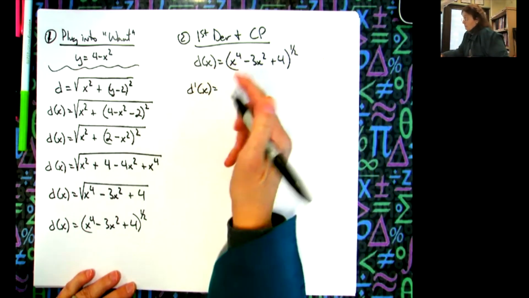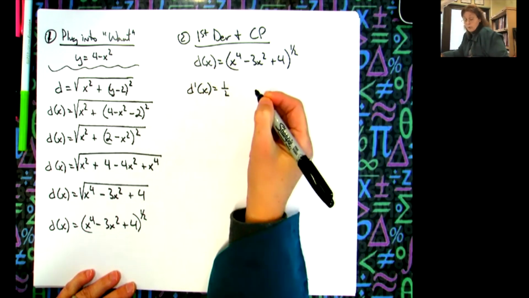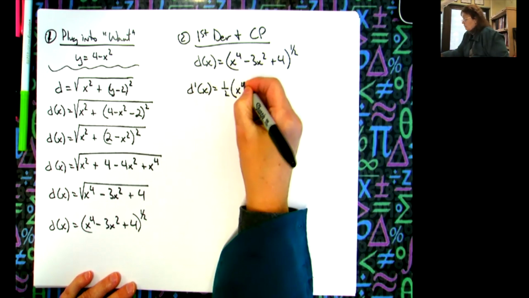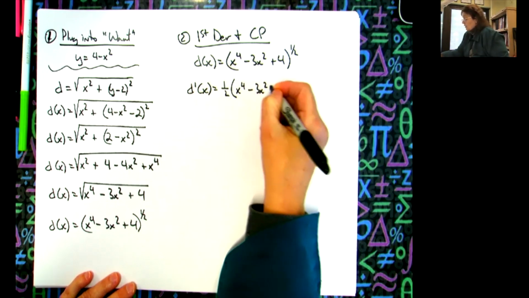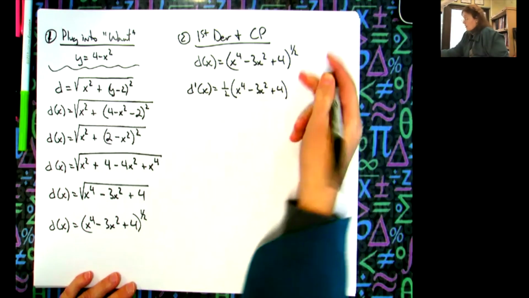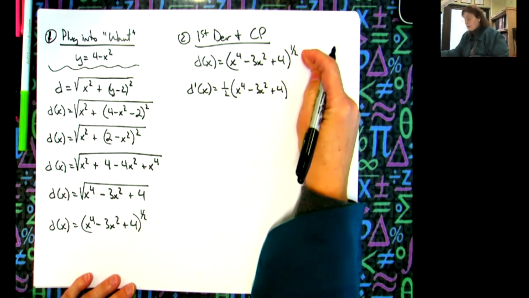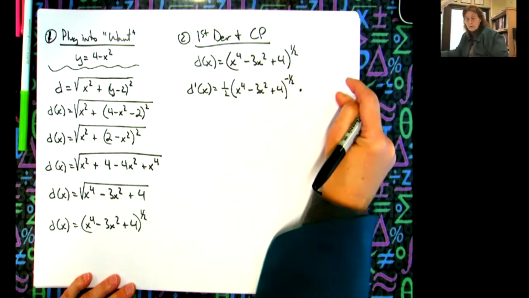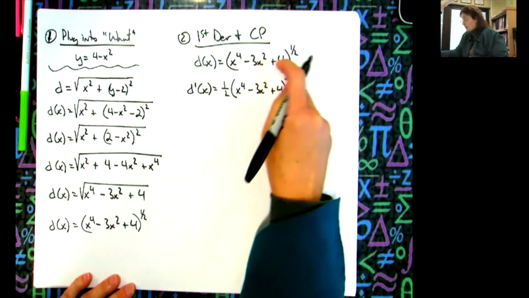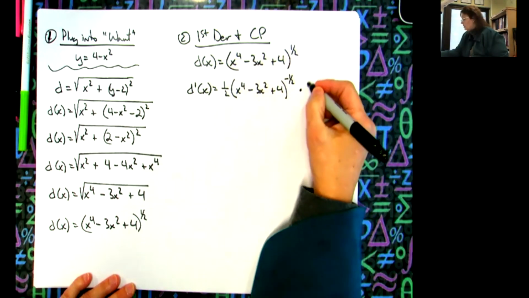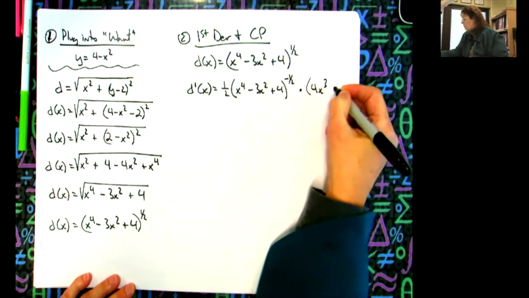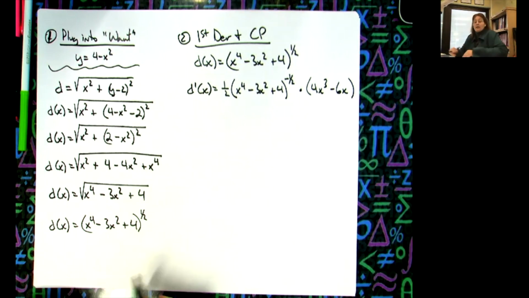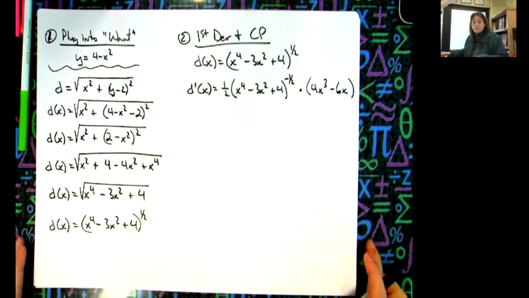I'm going to pull the 1/2 down in front. Chain rule means what? I leave the inside function alone. So x to the fourth minus the 3x squared plus the 4 stays put. When I subtract 1 from that exponent, I get a negative 1/2. And then hopefully we don't have to do the ddx notation. I can just automatically take that derivative of that inside function, which is going to be a 4x to the third minus a 6x there. If you still need that ddx notation, feel free to do it.